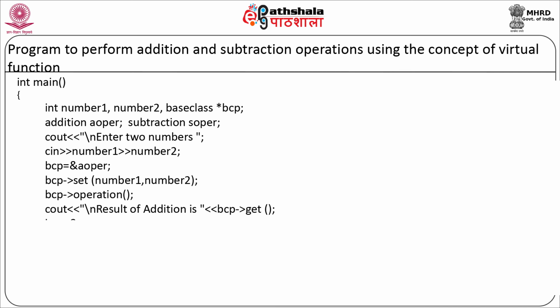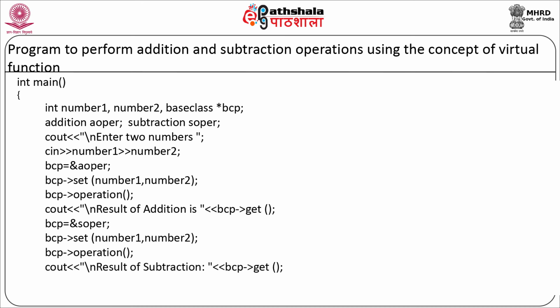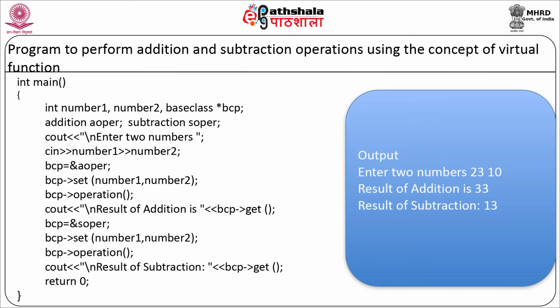Now we will make our base class pointer point to a subtraction class object as bcp = &sopr, bcp->set(number1, number2), bcp->operation(), and our result will be displayed on the screen as cout result of subtraction is bcp->get(), return 0, and our program will end. Now when the above program is compiled and executed, it will produce the result as enter 2 numbers. Suppose the 2 numbers entered are 23 and 10, then first it will display the message result of addition is 33, and then it will display the message result of subtraction is 13.